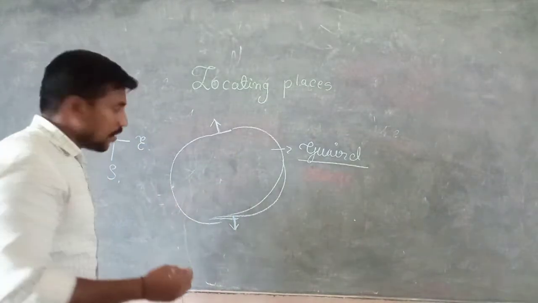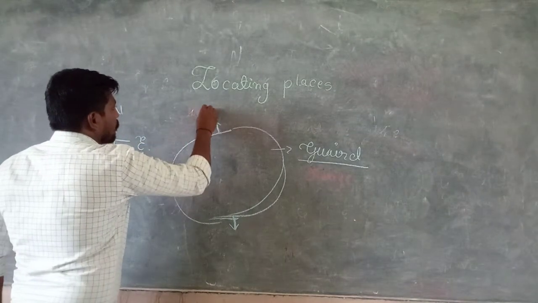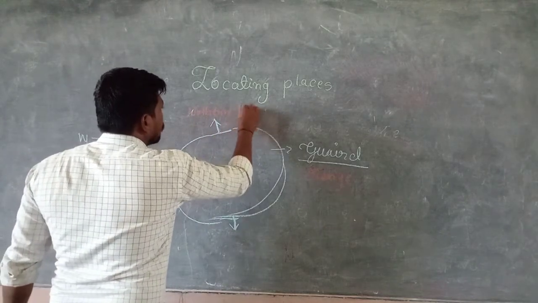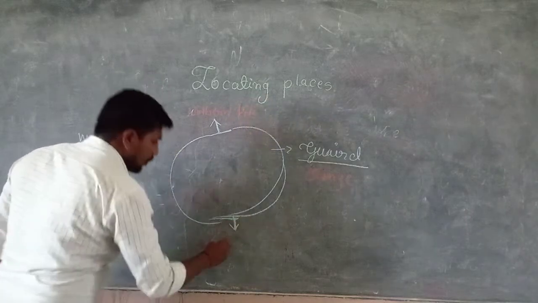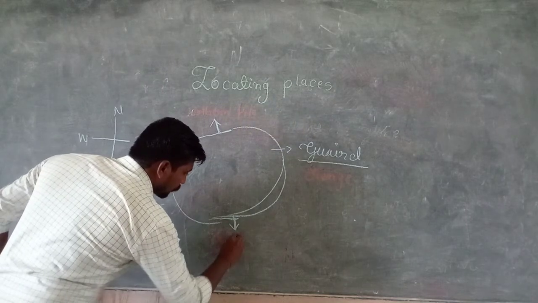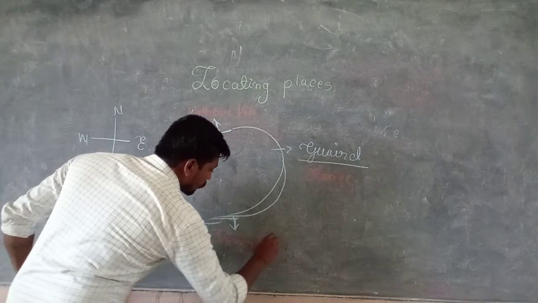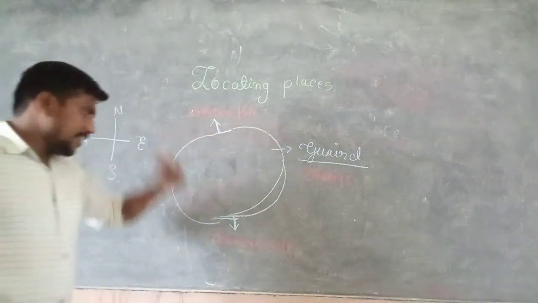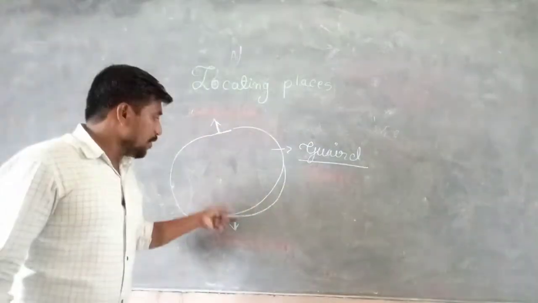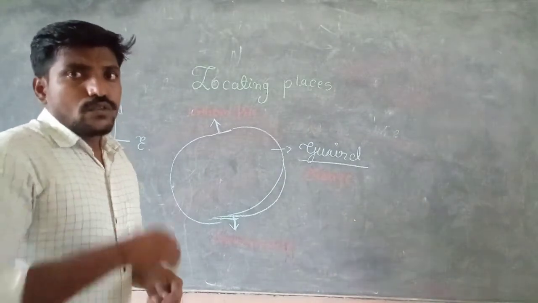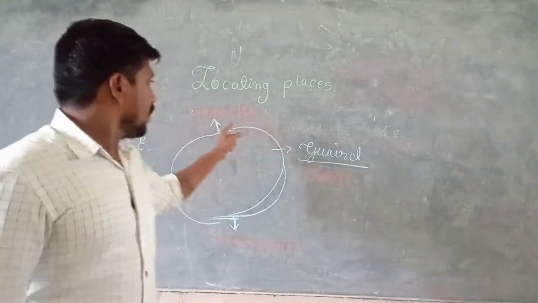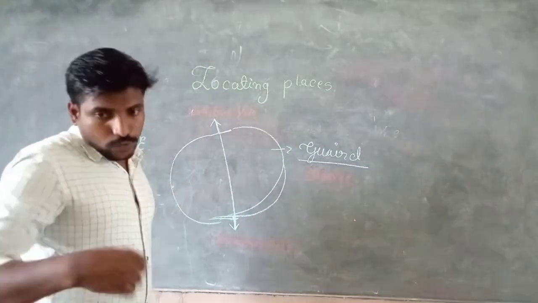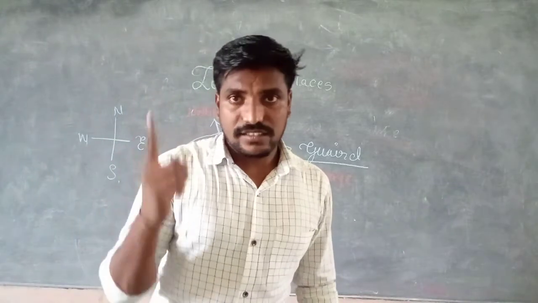So what are these points called? This is the northern pole, then this is the southern pole. Right? So this is the northern pole and this is the southern pole. On the basis of the 2 poles, it is rotating. So the points are at the ends. So what about the middle? Right? This is called the axis.